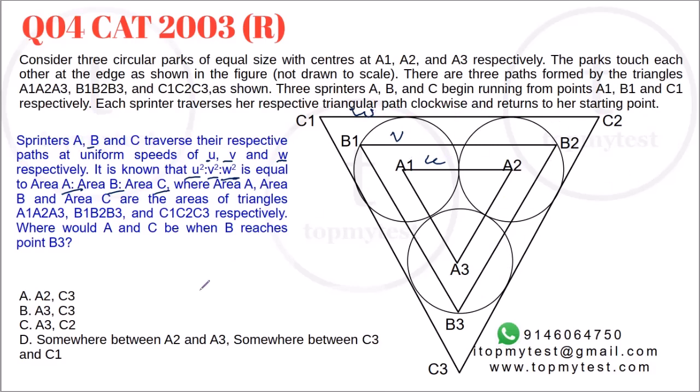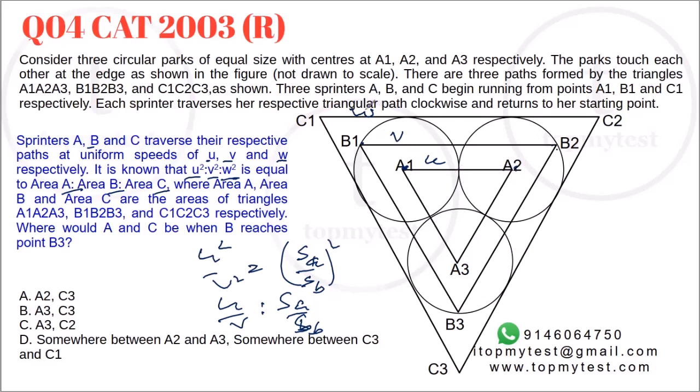Which means the ratio of their speeds is ratio of the square of the sides. Side that A needs to run to side that B needs to run, square. Which means the ratio of the speeds is same as the ratio of the sides, which means they will run equal segments at equal points of time. So in the same time that A runs from A1 to A2, B will run from B1 to B2 and C will run from C1 to C2. Similarly, in the time that C runs from C2 to C3, B will run from B2 to B3 and A will run from A2 to A3 and so on.